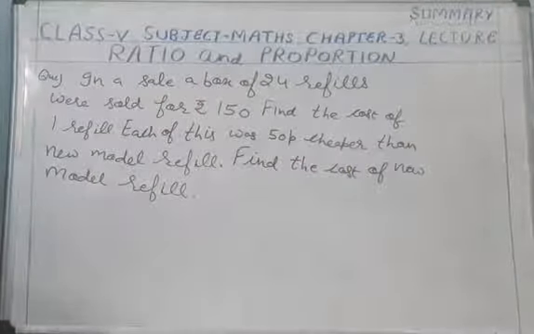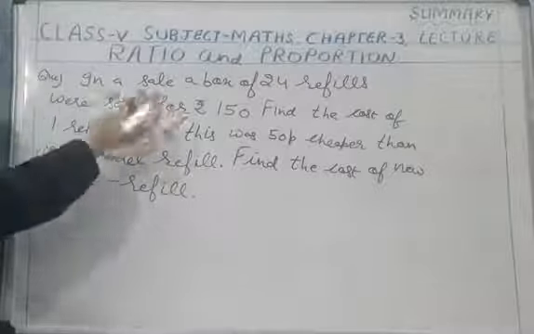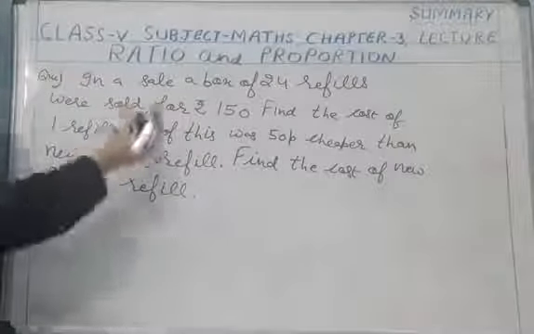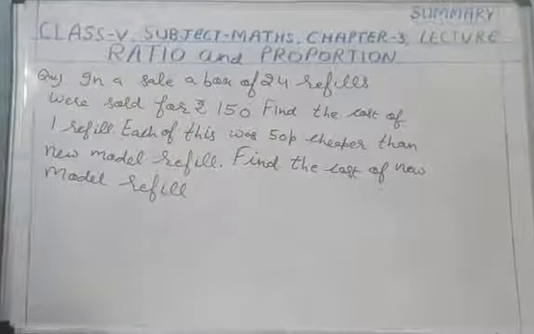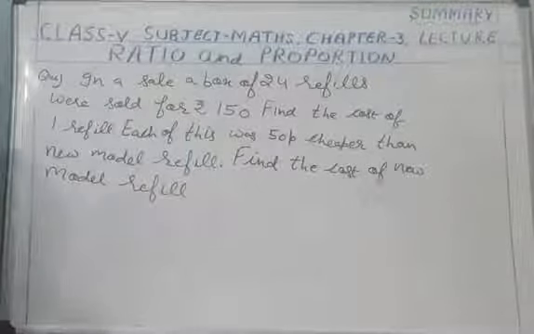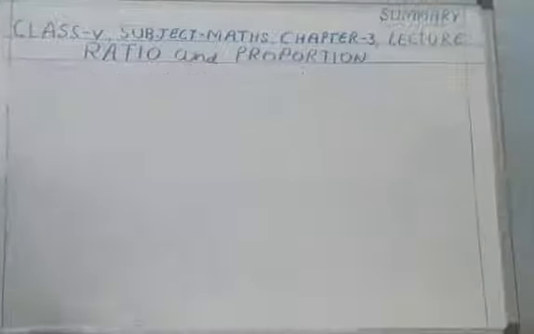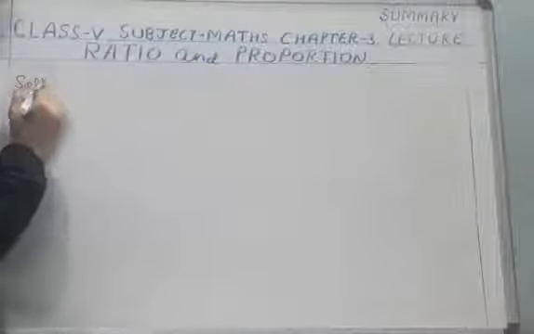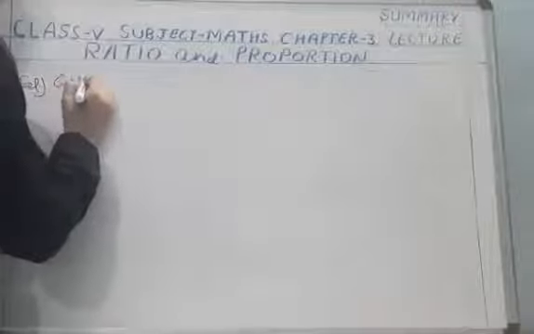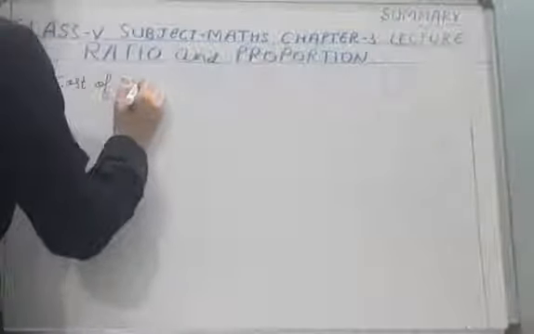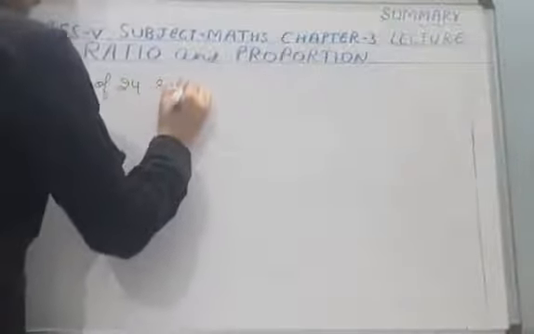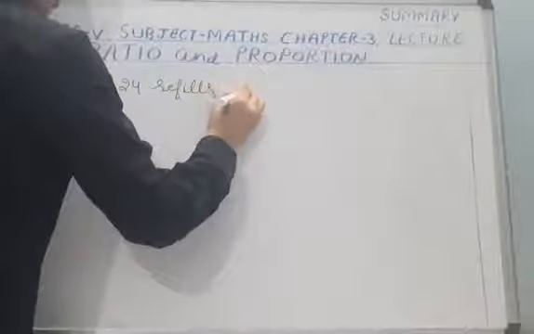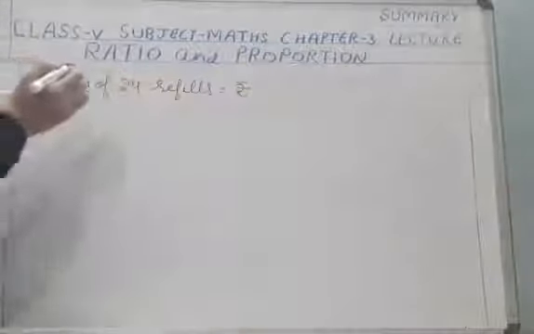अगर पुराना रिफिल, वन रिफिल हमारा 5 रुपीज का है तो नया 5 रुपीज और 50 पैसे का है. This is just an example. Understood? So let's start the solution. Cost of 24 refills is equal to rupees 150.